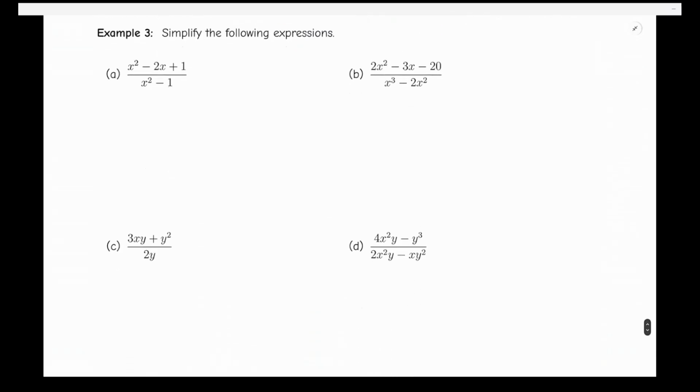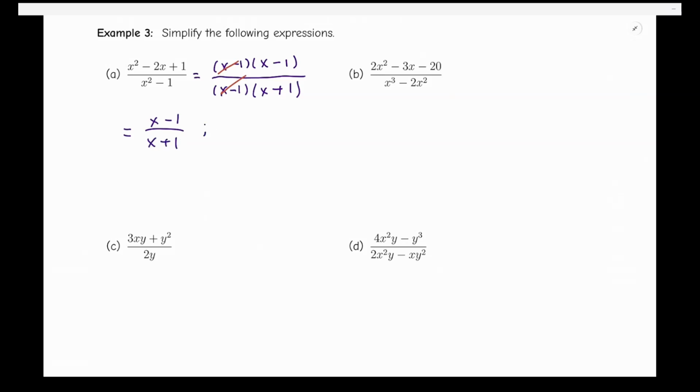Example 3, simplify the following expressions. Well, x squared minus 2x plus 1 over x squared minus 1. Factor the numerator, you get x minus 1 times x minus 1. Factor the denominator, you get x minus 1 times x plus 1. Now they have a factor of x minus 1 in common, so we would say this is equal to x minus 1 over x plus 1.